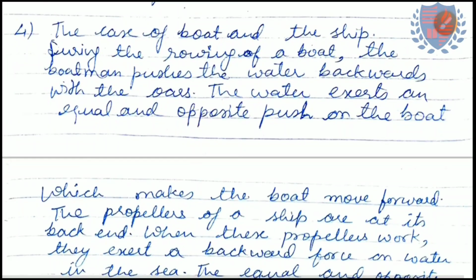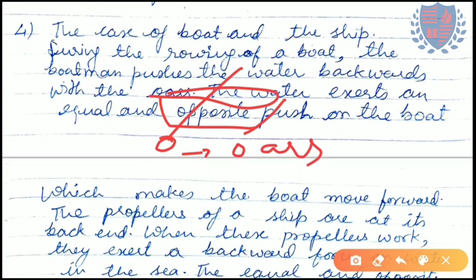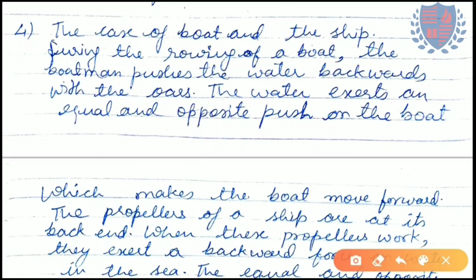Now the fourth application is the case of a boat and a ship. If a boat is there, the boatman pushes the water backward with oars. This is known as oars. Always you can see whenever we have to move the boat forward, we have to push the oars backward. This is the case of a small boat. The water exerts an equal and opposite push on the boat, which makes the boat move forward.